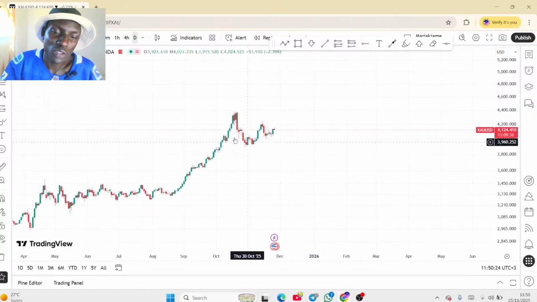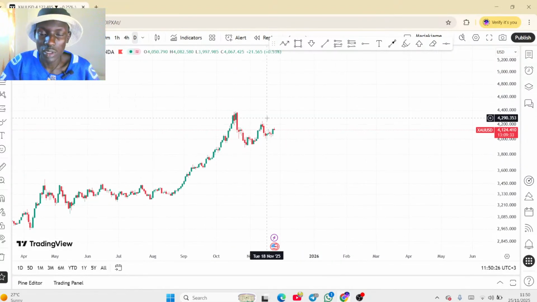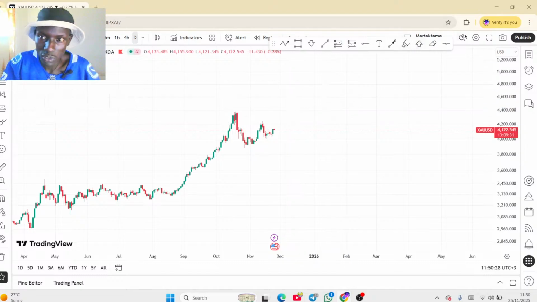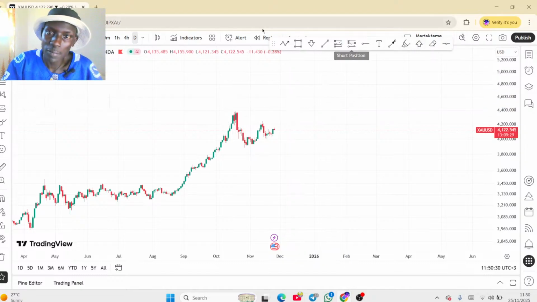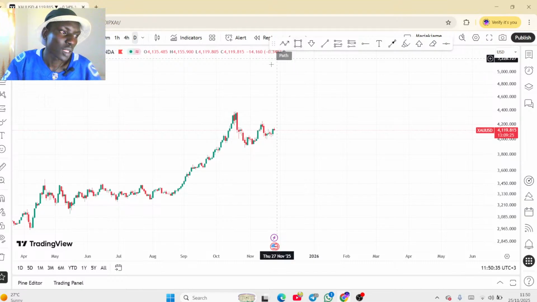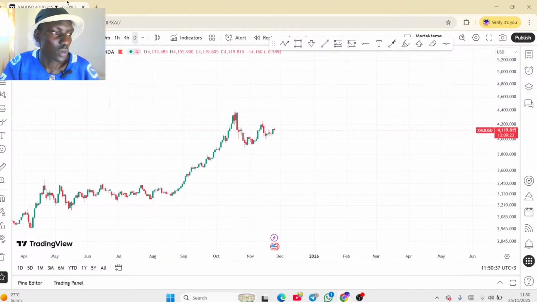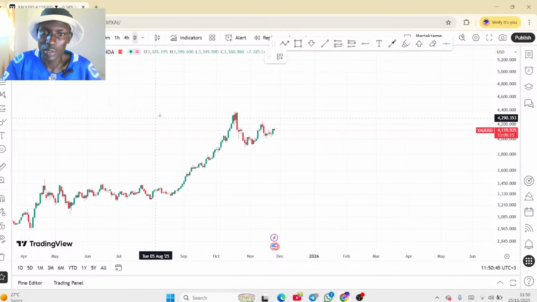Simply, what you have to do here is find your zones. The zones can be gotten in two ways. You can either use the horizontal line or the rectangular box which you see here. This is what you will use to draw all this. But for now, let's just use the horizontal line.